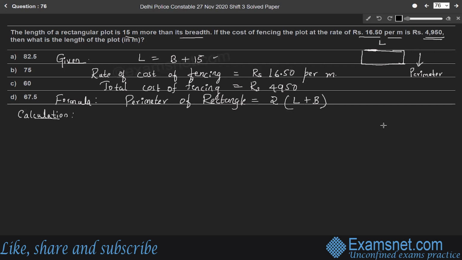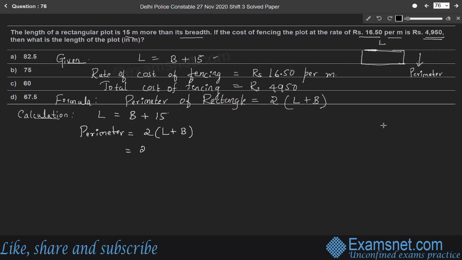Here, length of the plot is B plus 15. L is equal to B plus 15, right? And the perimeter is equal to 2 times length plus breadth, right? So what is breadth here? Substitute the value of breadth here.